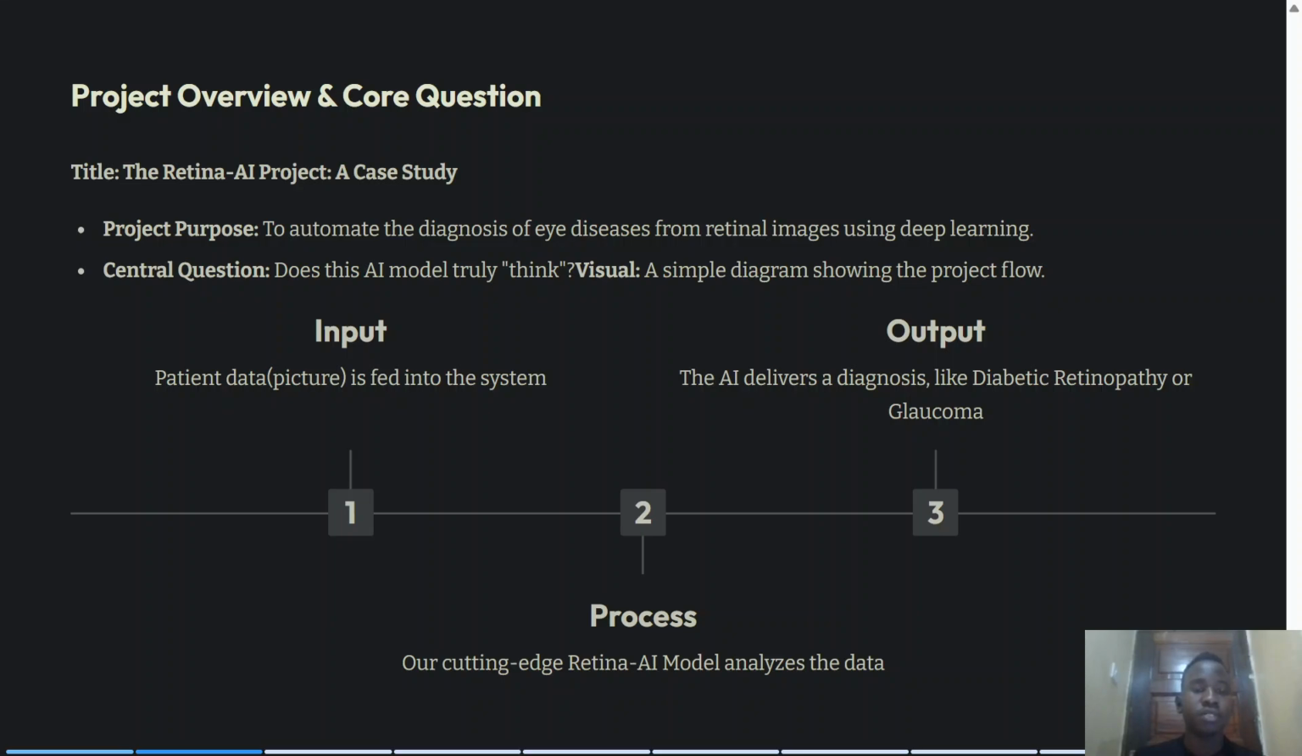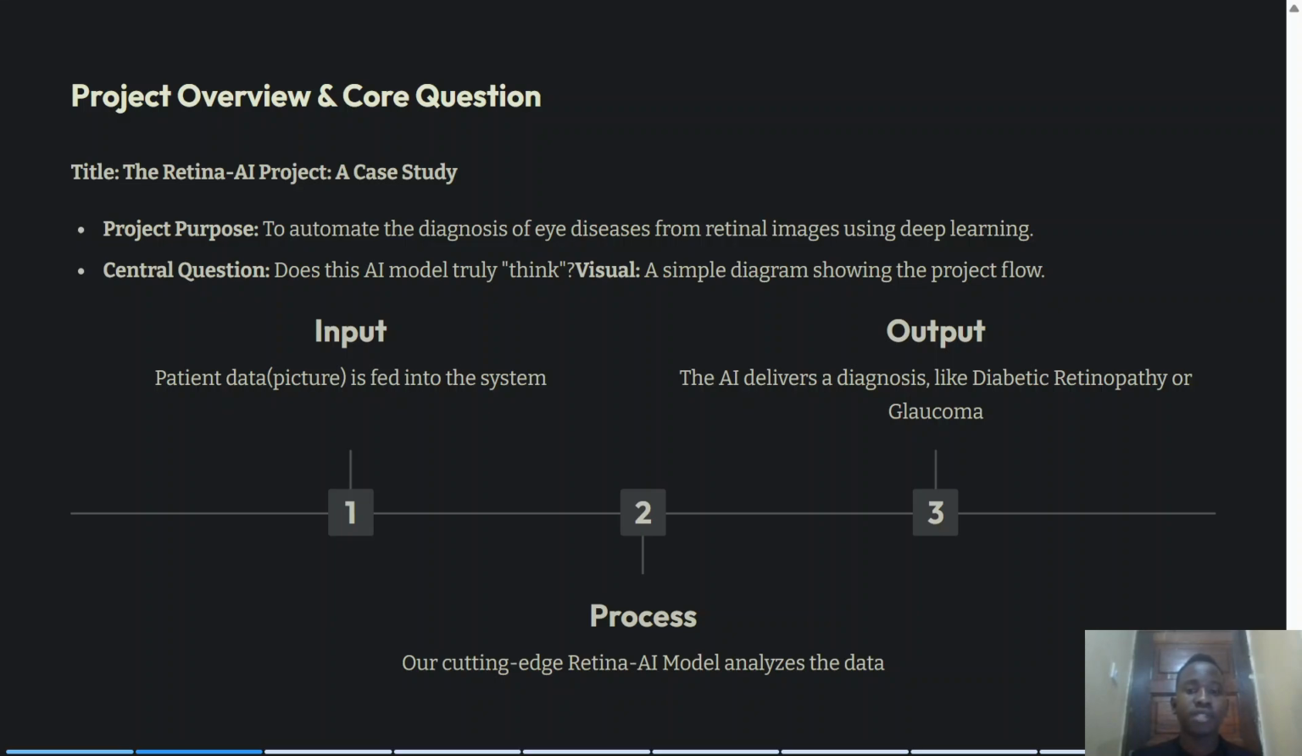The project purpose is to automate diagnosis of eye diseases from retinal images using deep learning. Simply, that's our objective. And the central question is, does this AI model truly think? We shall see that in the next stage.